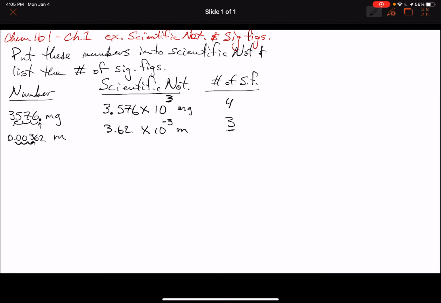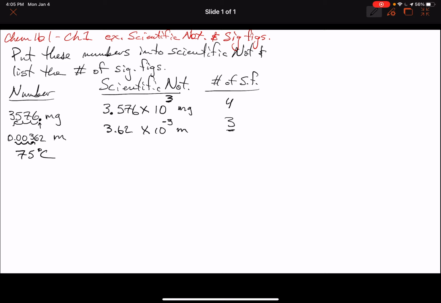Okay, next example, we'll do one for temperature. Let's work with 75 degrees C. And again, pause the video when you're ready to complete your work, and then resume when you're ready to check that.